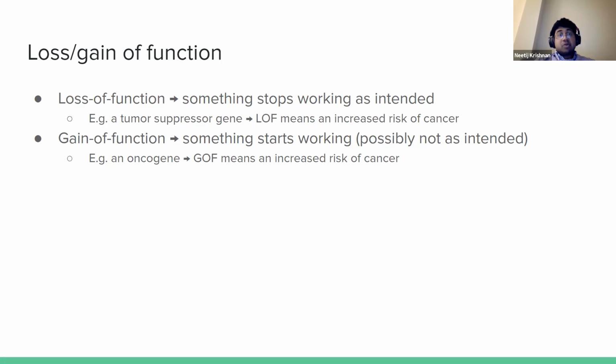Like one of the ones we were talking about before, like CERC or CMYC or AKT, if you have a gain of function that causes them to be hyperactive, that can increase your cancer risk and mess with cell growth.